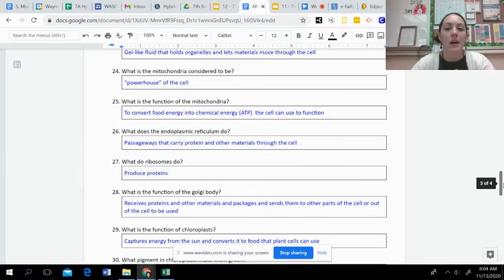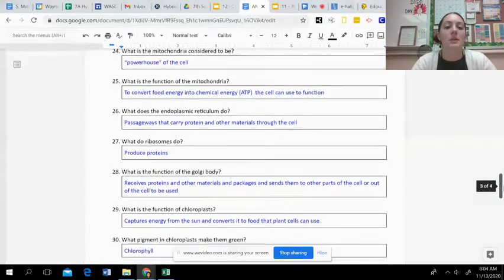People seem to get the mitochondria and the nucleus confused. So just remember that the nucleus is directing the cell on what it's supposed to do. The mitochondria is providing the energy for the cell to function.